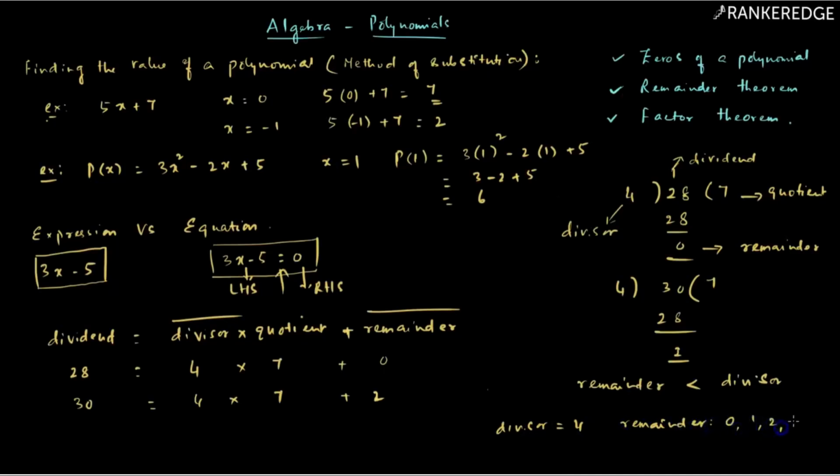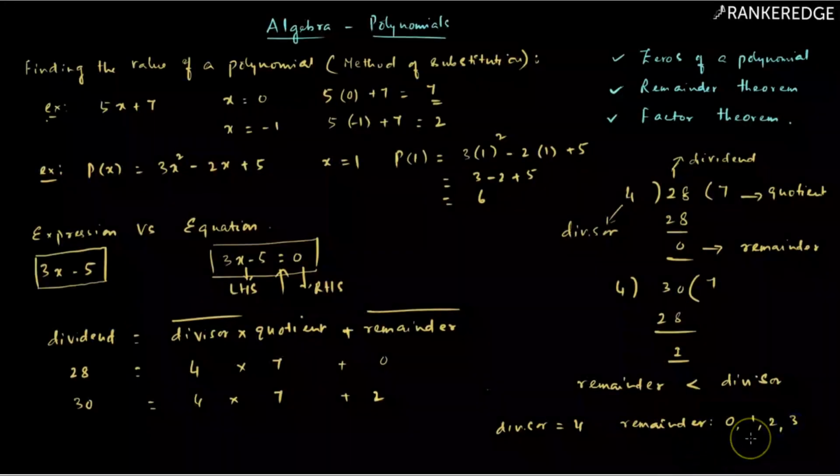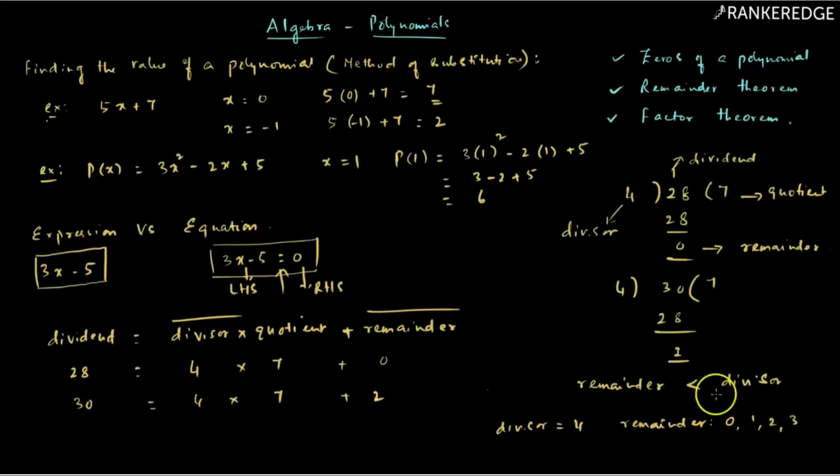0, 1, 2, 3. The remainder can't be 4 or more than 4. So I can say that the remainder is always less than the divisor. But in case of division of a polynomial by another polynomial, we don't compare the divisor polynomial and the remainder polynomial directly like this. We compare the degrees of the remainder polynomial and the divisor polynomial. We'll understand that in a little more detail when we actually talk about the remainder theorem.